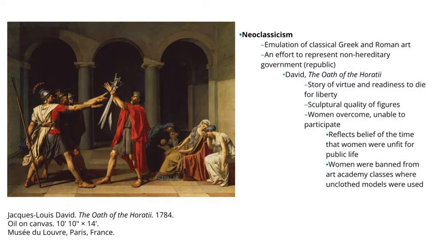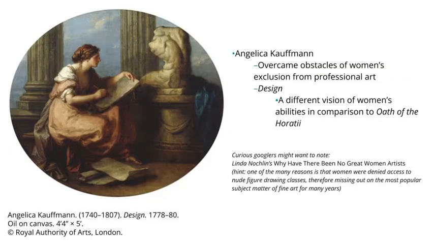And this leads into another point, which is that women were banned from art academy classes in which unclothed models were used. This is a major point because the nude was the be-all and end-all of what fine art was at the time, and women didn't have access to that. But moving forward, here's an example of a woman artist portraying women in a very different, more positive light. This is by Angelica Kauffman, who overcame many obstacles of women's exclusion from professional art. And this piece, called Design, shows a very different vision of women's abilities in comparison to The Oath of the Horatii.